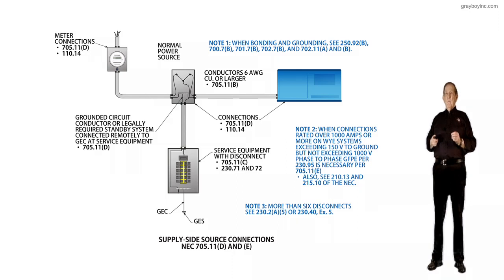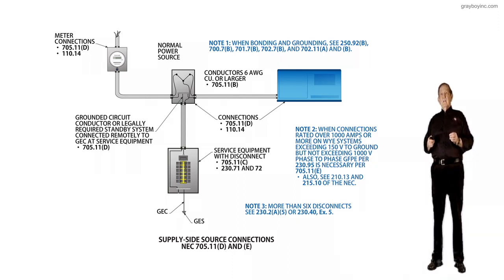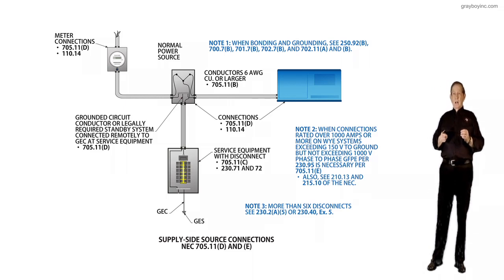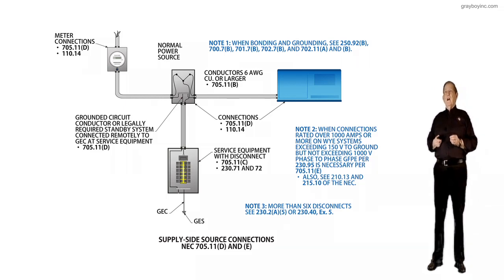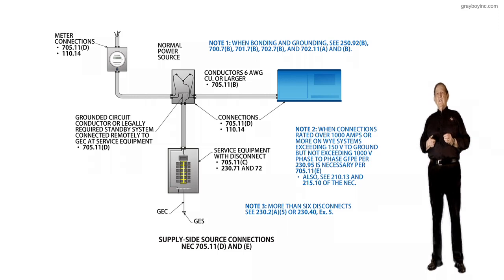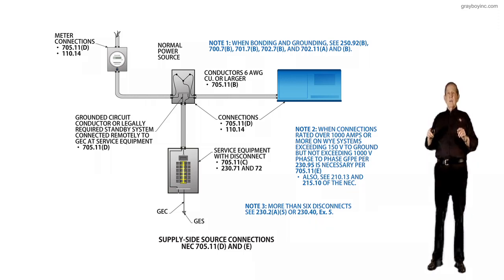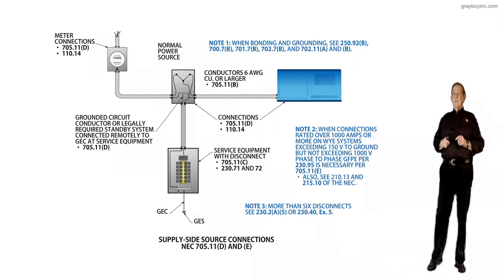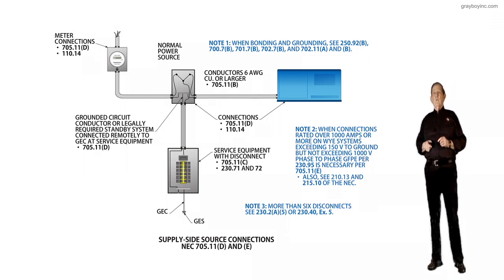And then if we have more than 6 disconnects, then note 3 says review 230.2(A)(5) as in apple 5 along with 230.40 exception 5 to see if either one of these sections would be needed to regulate your installation where you had more than 6 disconnects. And then again, along with 230.70, 230.71, and 230.72, review those along with your note 3.